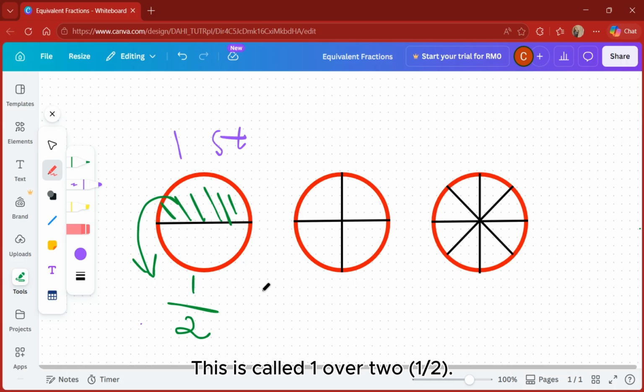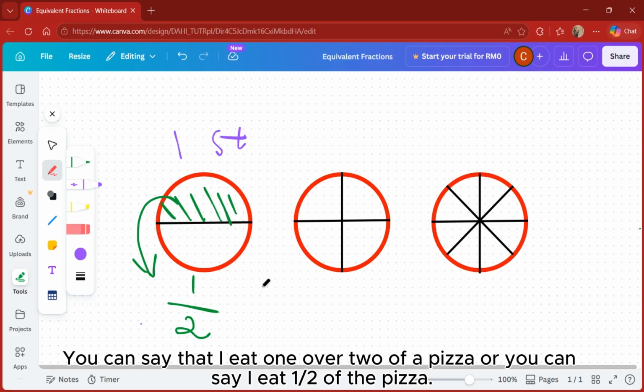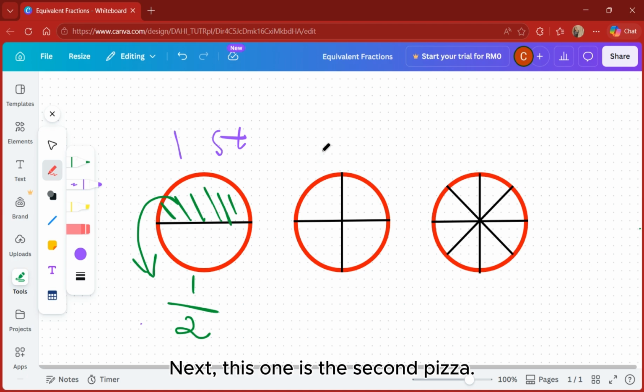This is called 1 over 2. You can say, I eat 1 over 2 of a pizza. Or you can say, I eat a half of the pizza. Okay. Next, this one is the second pizza.